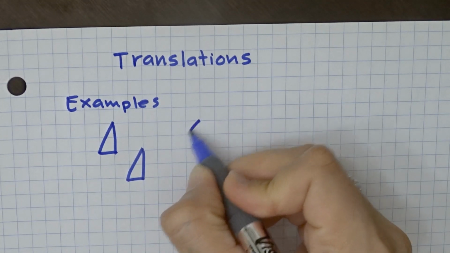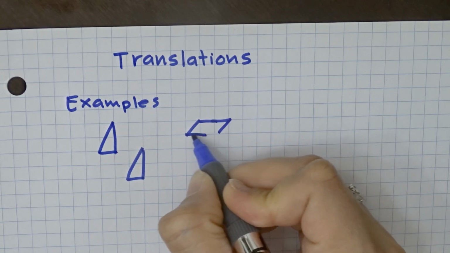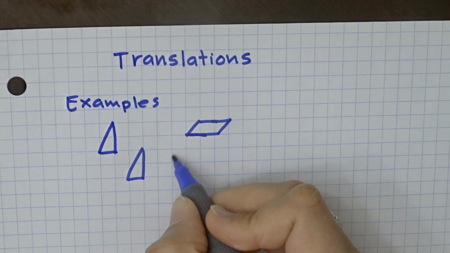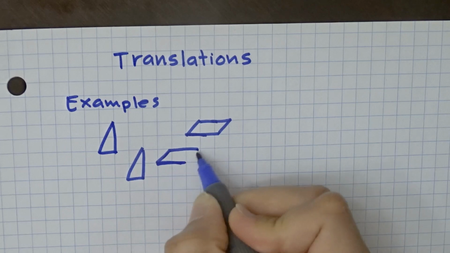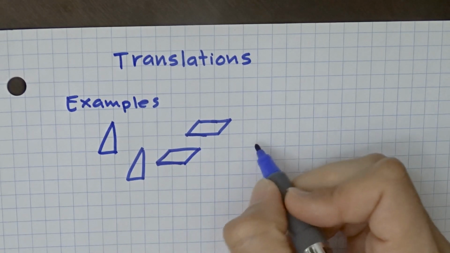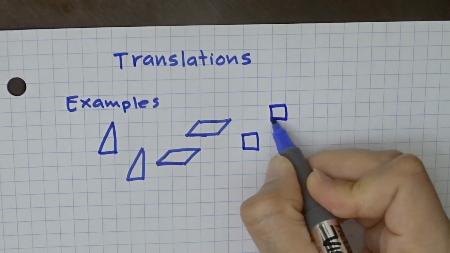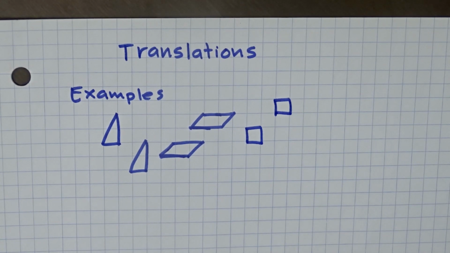Say you have a parallelogram, and it might end up maybe down to the left a little. Or you can have a square that gets moved up and to the right. So literally it looks like these shapes have just slid over to a different spot on the coordinate plane. Nothing has been rotated, nothing has been flipped around. They're still in the same orientation, just in a different spot.